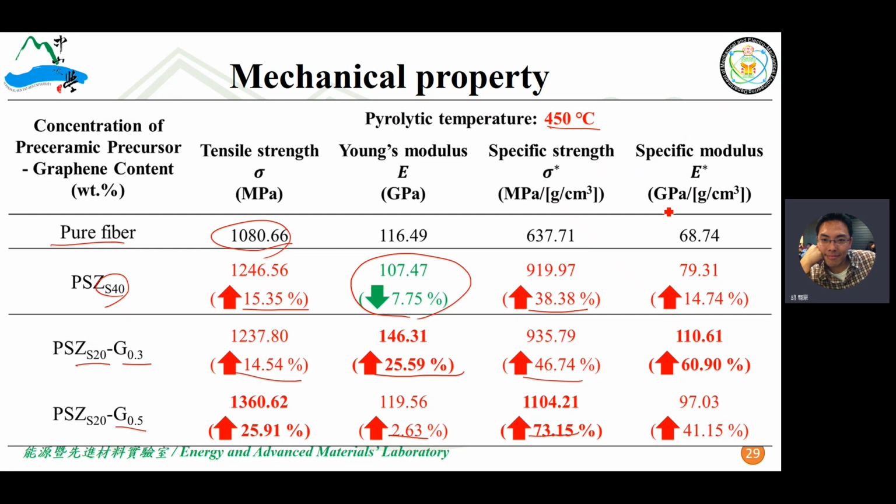Okay, and also the specific modulus is enhanced by the graphene content. So there's only one number that decreases. Okay, only one number decreases here.